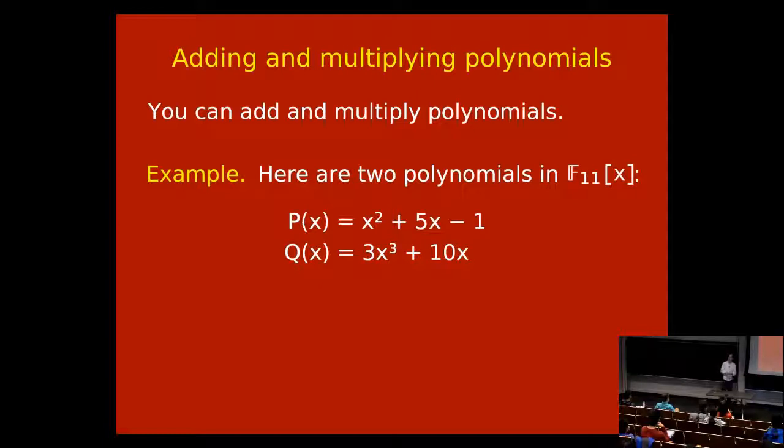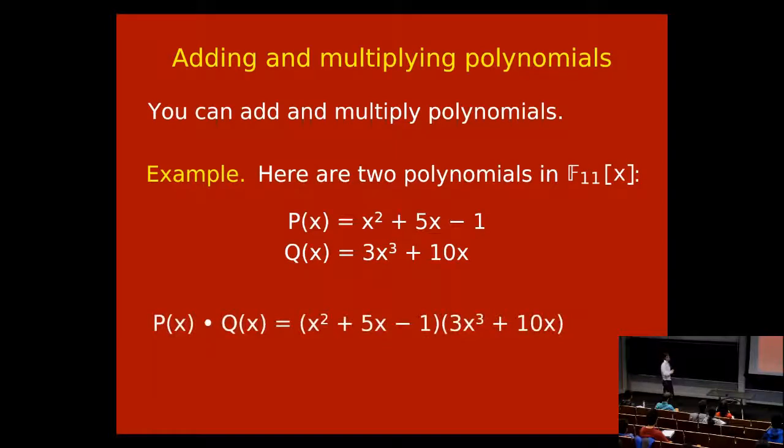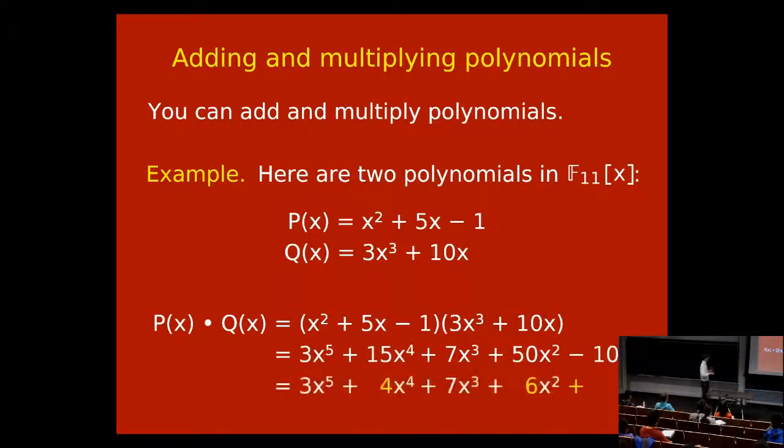Actually, one thing I'll just mention, if you have two polynomials of degree d1 and d2, and you add them, the new degree is at most the maximum of the old degrees, because you never get any higher powers. Okay, you can also multiply them, and it works just as you expect. So this p times this q, you just expand it all out, collect up the like terms, and then you can reduce all the coefficients mod 11 if that's what your field is. Okay, any questions about that?